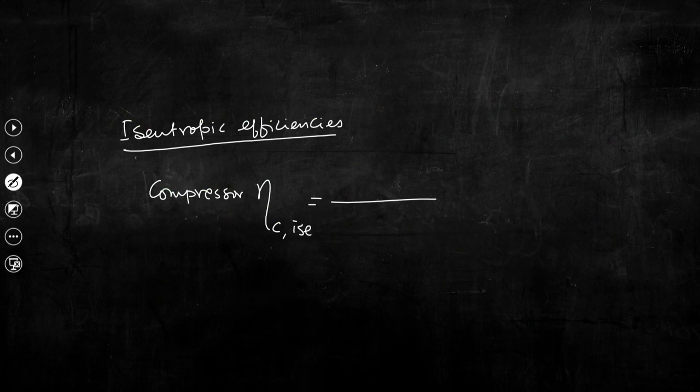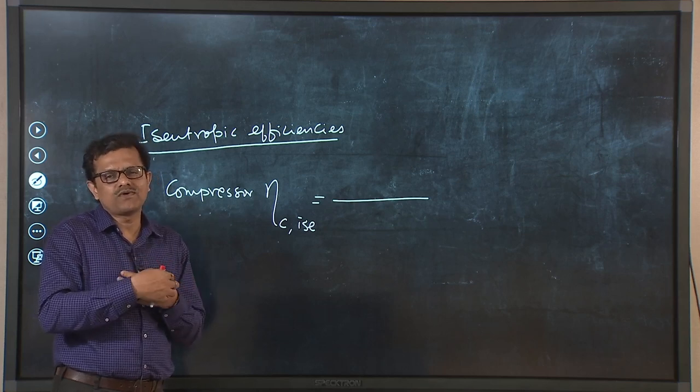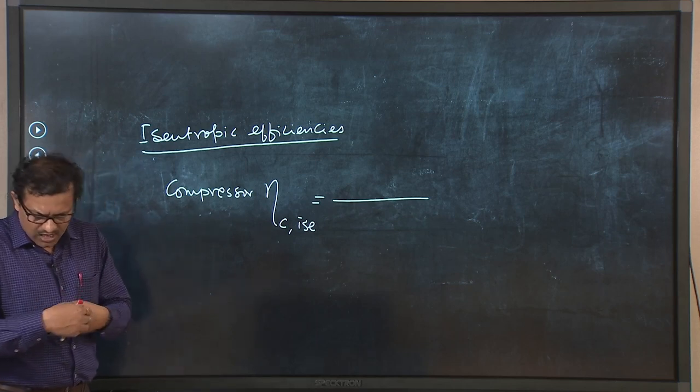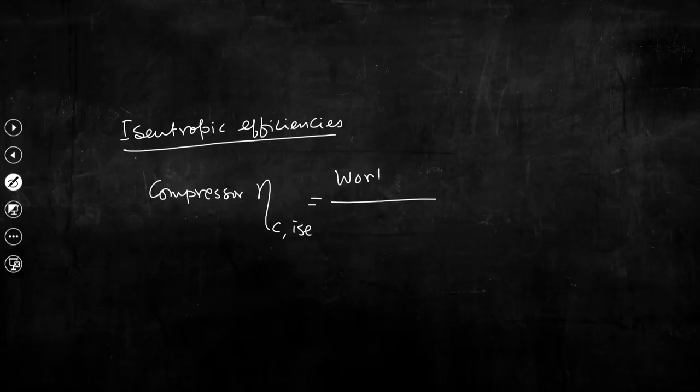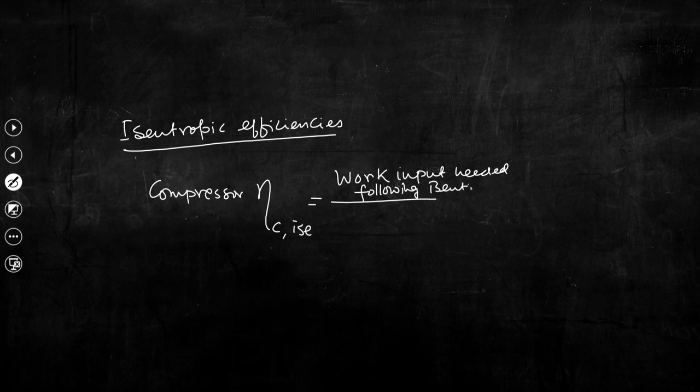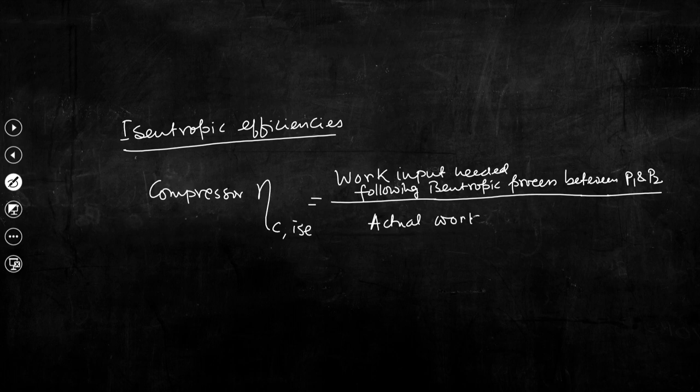So, actual work needed to be supplied to the compressor should be greater than the isentropic work needed to run the compressor following the isentropic process. So, that means the work input needed following the isentropic process between P1 and P2, that is two pressure limits, to the actual work input needed for the same pressure limit.